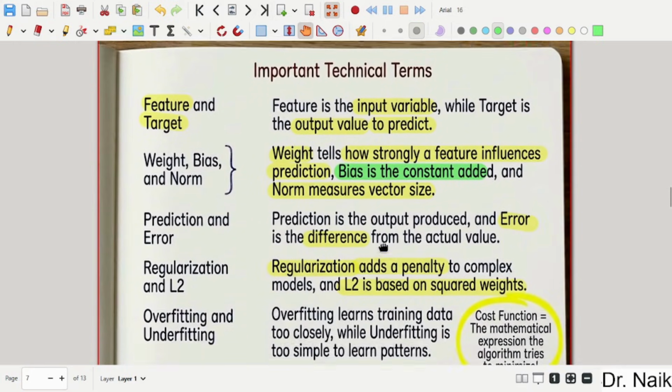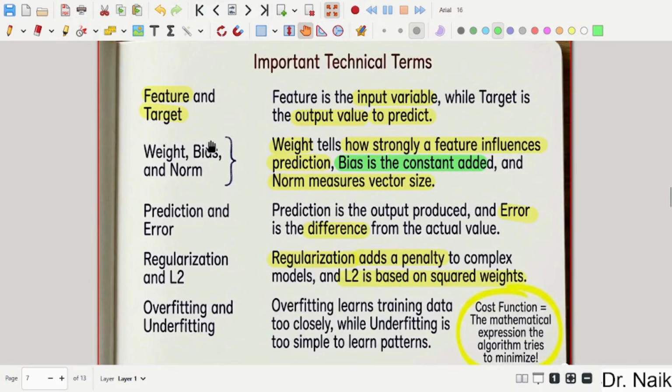So these are some technical terms. Feature means the input variable and target is the output value to predict. Weights tell how strongly a feature influences the prediction, while the bias is the constant added and norm is the measure of vector size. The prediction is the output produced and error is the actual value minus the predicted value. That means it is a difference from the actual value.